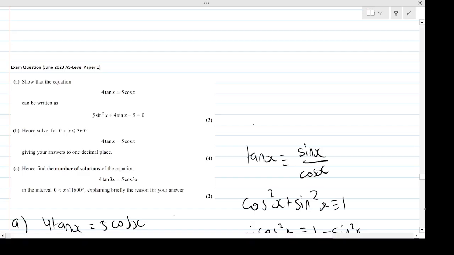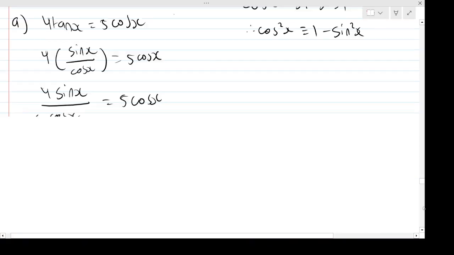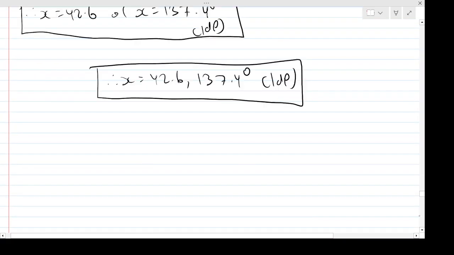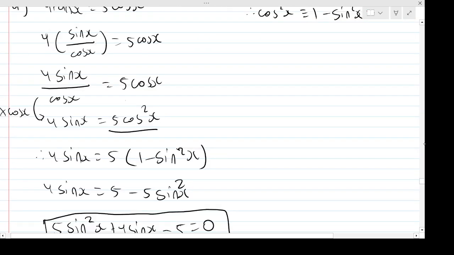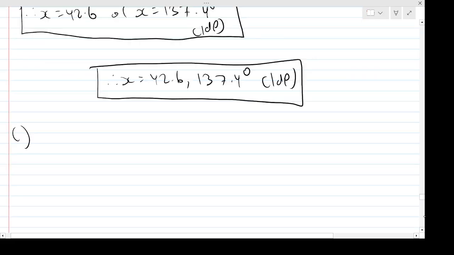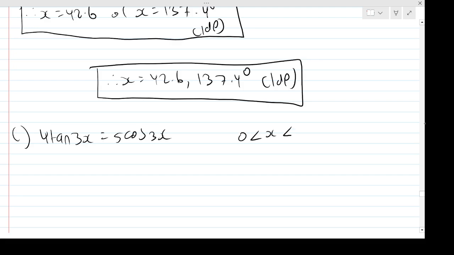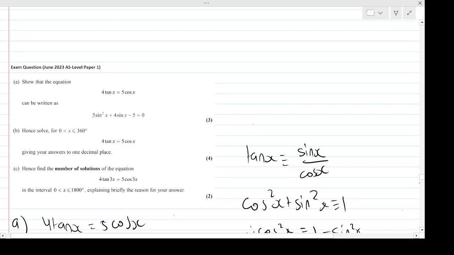Let's have a note here. Part C. We had the equation 4 tan 3x = 5 cos 3x in the interval 0 ≤ x ≤ 1,800. Was that it? Yes, obviously it could be equal to. Anyway, yes, that was the question.